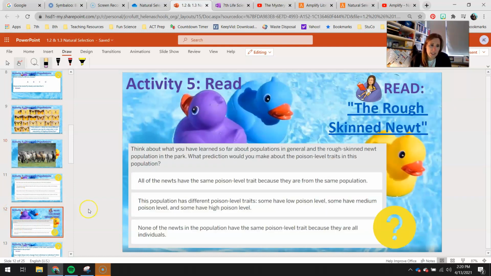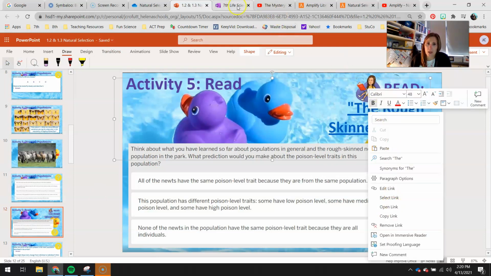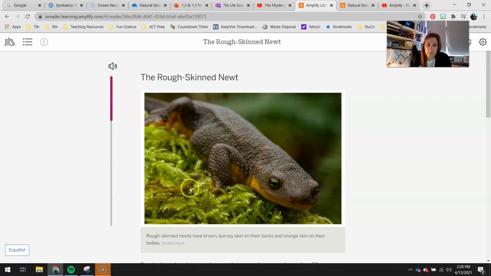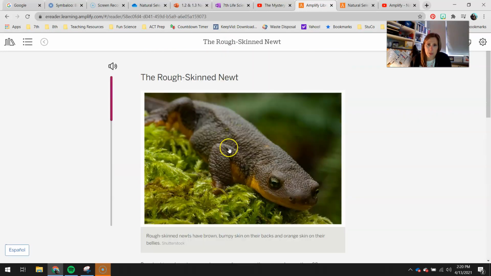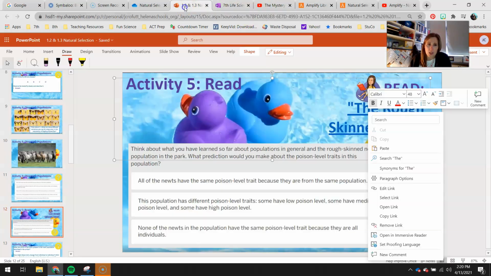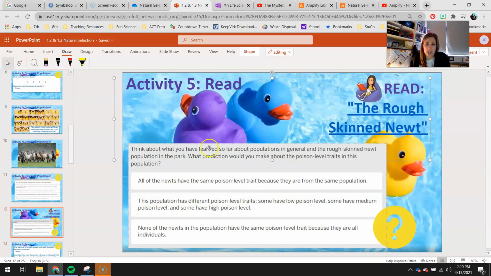All right, moving on to activity 5. You guys have a little reading assignment here, so you guys will right-click and open up and read this article, The Rough-Skinned Newt. So there's your link. Go ahead and open it. Looks a little bit something like this. You guys are going to learn about these poisonous rough-skinned newts. It's not a very long article, about 3 paragraphs and a couple captions. So read through that, and then you have 3 questions to answer with this.